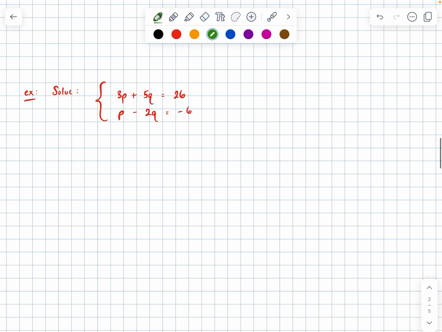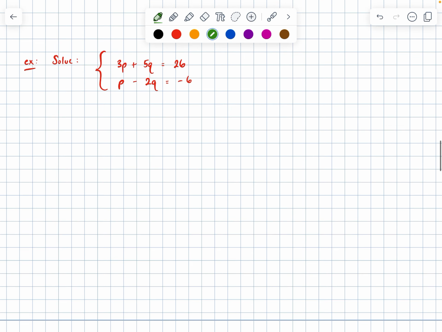Lovely. Next up, 3p plus 5q equals 26, and p plus 2q equals negative 6. So I chose to solve the one above by substitution. For the sake of switching it up, let's do elimination for the bottom. I need to find a common multiple between either the p's and the q's. In order to do so, I think probably the easiest choice to make here would be to multiply the entire bottom equation by 3. So I'm going to take each of my terms and multiply by 3.